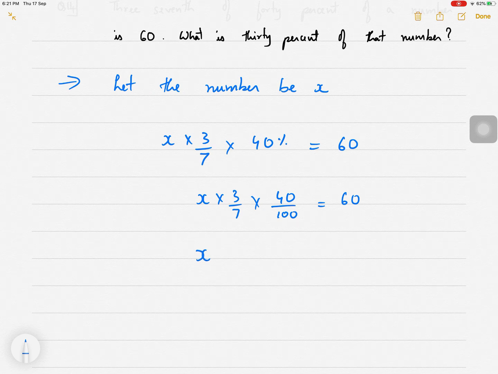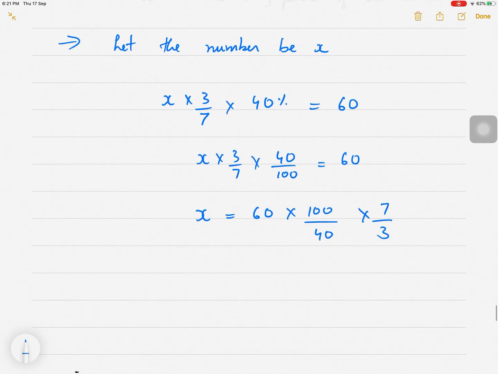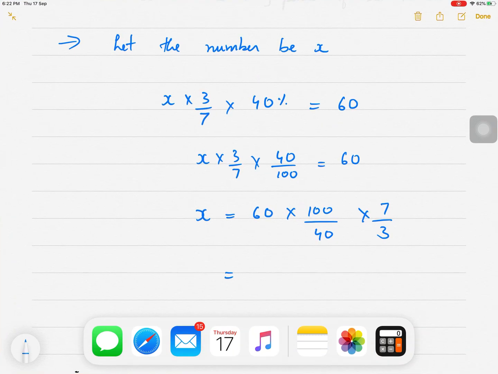So x, I'll keep it this side. Other things I'll take to the other side, which will be into 100 upon 40 into 7 upon 3. Right? Multiplication will become division and division will become multiplication. So let's solve this. 60 into 100 into 7 divided by 40 into 3.